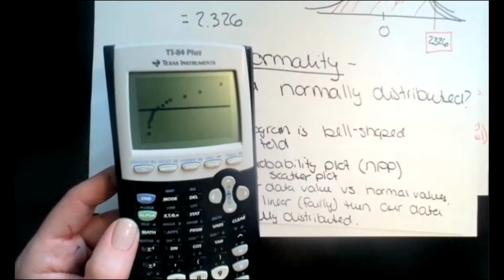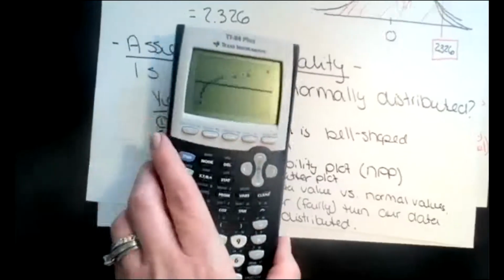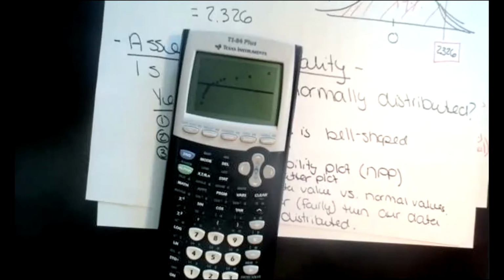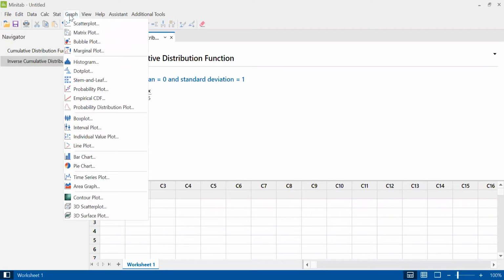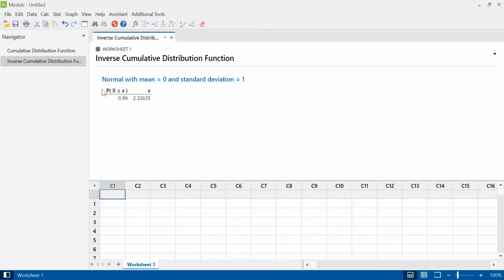Okay. If you're in Minitab, I don't have it in here, but I'm just going to show you guys. So if we're in Minitab, just going to open this up real quick. I'm going to show you where to go. I don't have my data in here. I mean, I could just randomly put them in, but I don't want to spend the time. We're going to go to graph, and you'll notice, about a third of the way down, it says probability plot. That's your NPP. You just click on that.